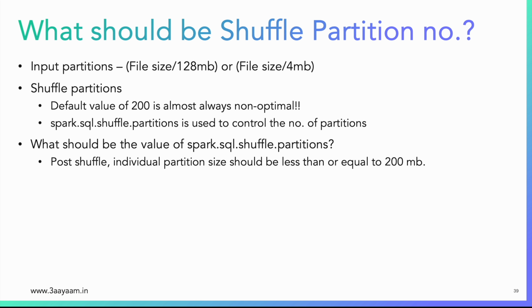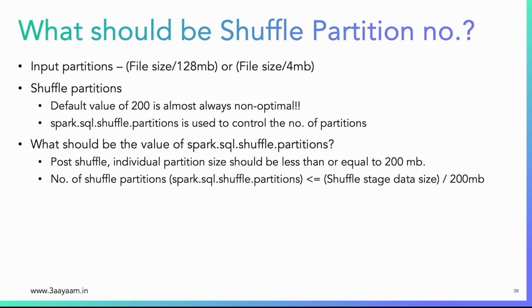So the number of shuffle partitions should be less than or equal to the shuffle stage data size divided by 200 MB. The shuffle stage data size is the size of shuffle write or shuffle read. The size of shuffle write data and size of shuffle read data would always be equal. So the number of shuffle partitions would be that data size divided by 200 MB, or maybe 100 MB. And there is one more condition that we'll have to check, which is the number of shuffle partitions should always be greater than or equal to the number of cores in the cluster.